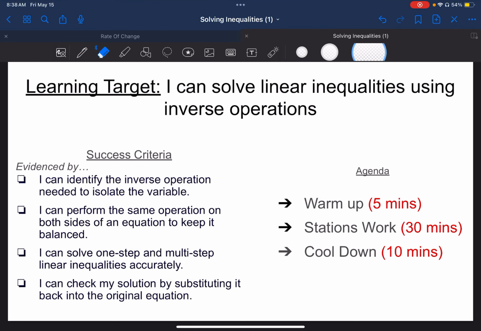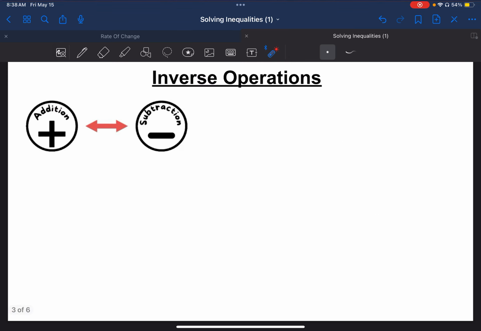Everyone, we're going to go over linear inequalities now. You should have received an interactive notebook for solving equations. The skills are very similar, except for some key differences. So before we start that, let's quickly go over inverse operations one more time.